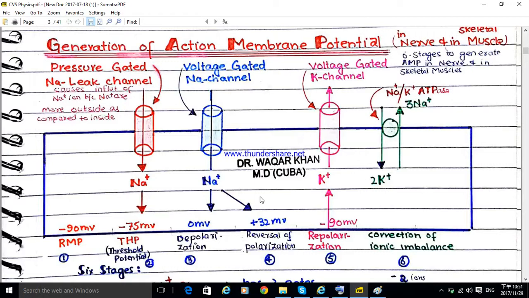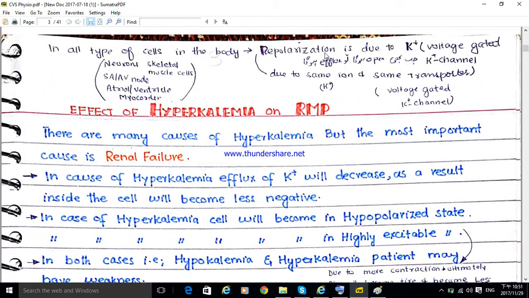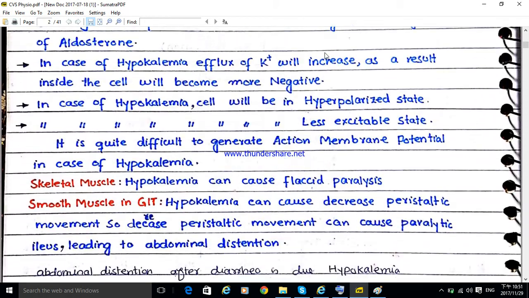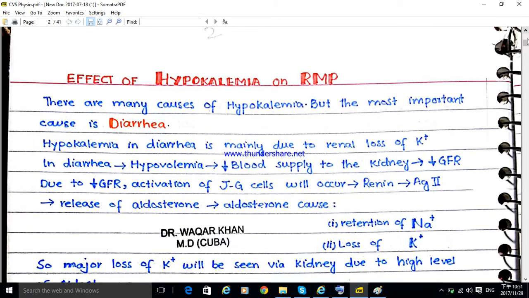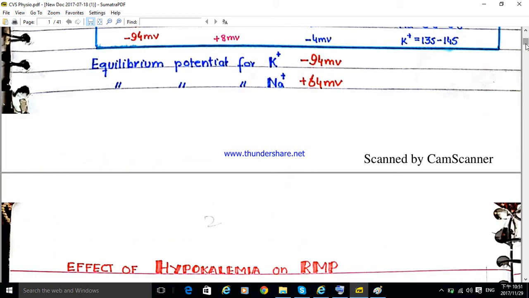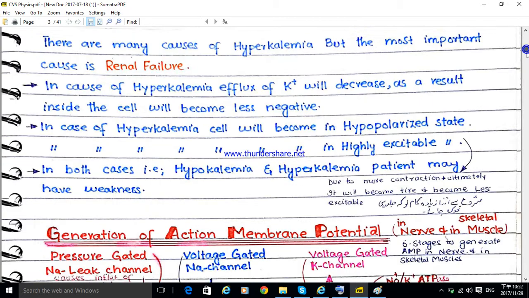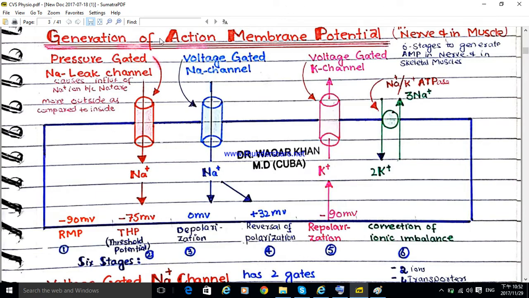Our today's lecture is generation of action membrane potential. Last time we discussed resting membrane potential, the generation of resting membrane potential, and the effect of hypokalemia and hyperkalemia on resting membrane potential. Today's lecture is about generation of action membrane potential, that is, how the action membrane potential can be generated.